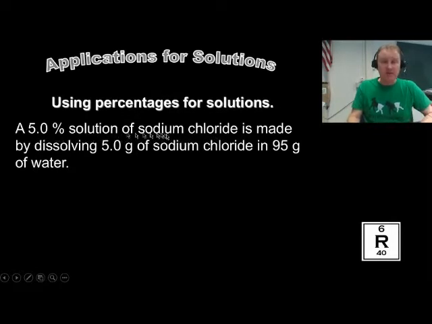A 5% solution of salt water, which would be sodium chloride dissolved in it, is made by dissolving 5 grams of sodium chloride in 95 grams of water. So if I wanted to make a 5% solution, I would do so by putting 5 grams of salt and mixing it with 95 grams of water. And it would look a little something like this. But again, our solute is sodium chloride.